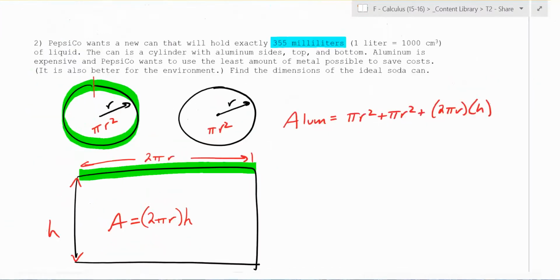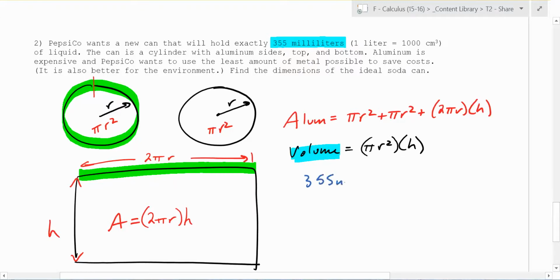Can anybody tell me the equation for the volume of a cylinder? What is the volume? Is pi r squared times the what? The height. Do we know what the volume is in this case? Yep, what is it? 355 milliliters is equal to pi r squared times h. Why is it super helpful to have that equation? What could we do with the blue equation? Solve for either one, r or h.